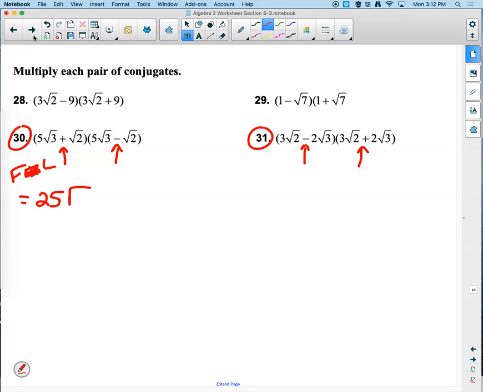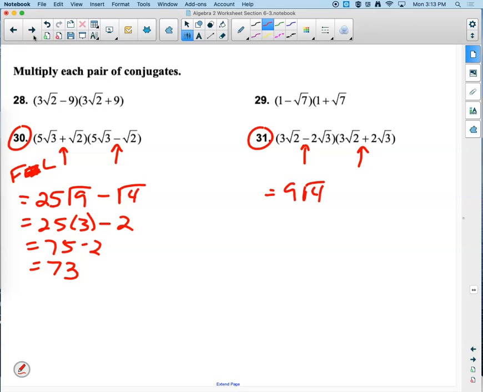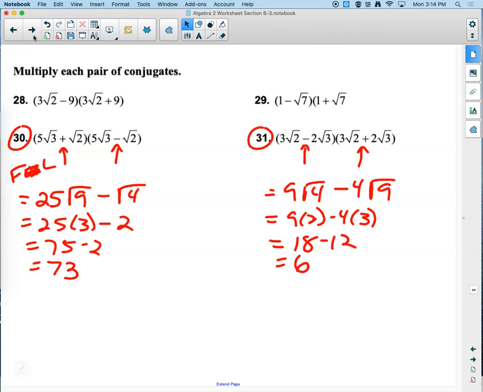So first times first is 25 square roots of 9. Last times last is minus the square root of 4. Well, we know the square root of 9 is 3, and we know the square root of 4 is 2. So 75 minus 2, which is 73 for number 30. For number 31, first times first will give us 9 square roots of 4. Last times last, minus 4 square roots of 9. 2 times 2 is 4, and square root of 3 times the square root of 3 is the square root of 9. So that will be 9 times 2 minus 4 times 3, and that is 18 minus 12, which is 6. So number 31 is 6.